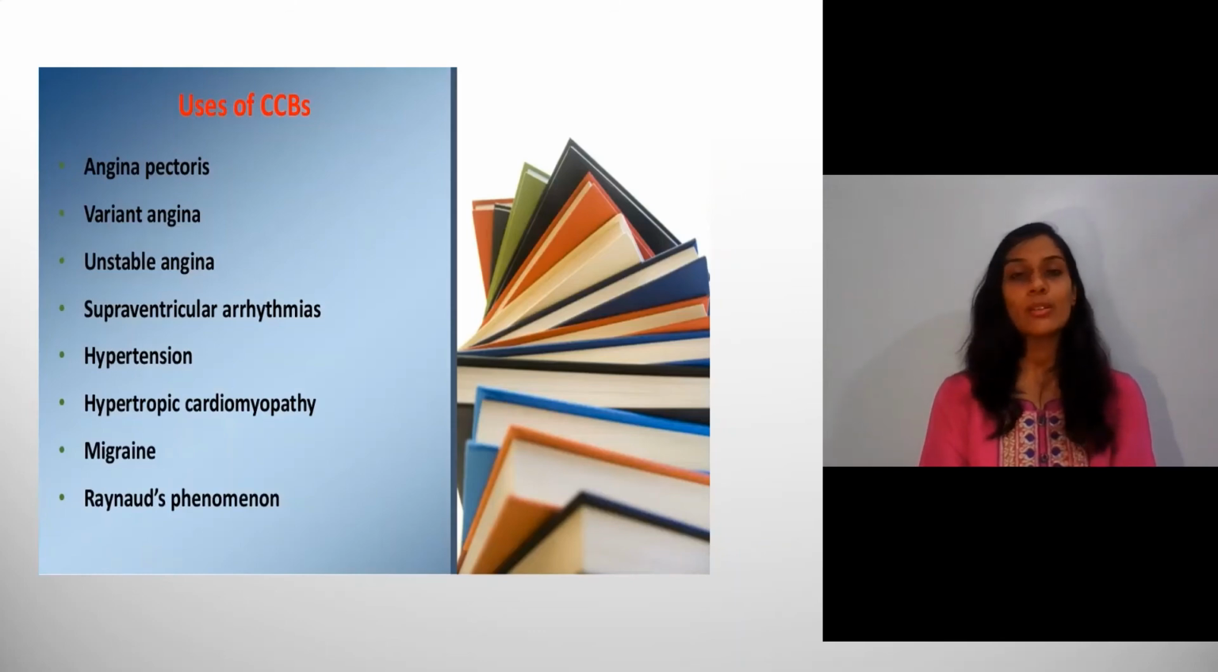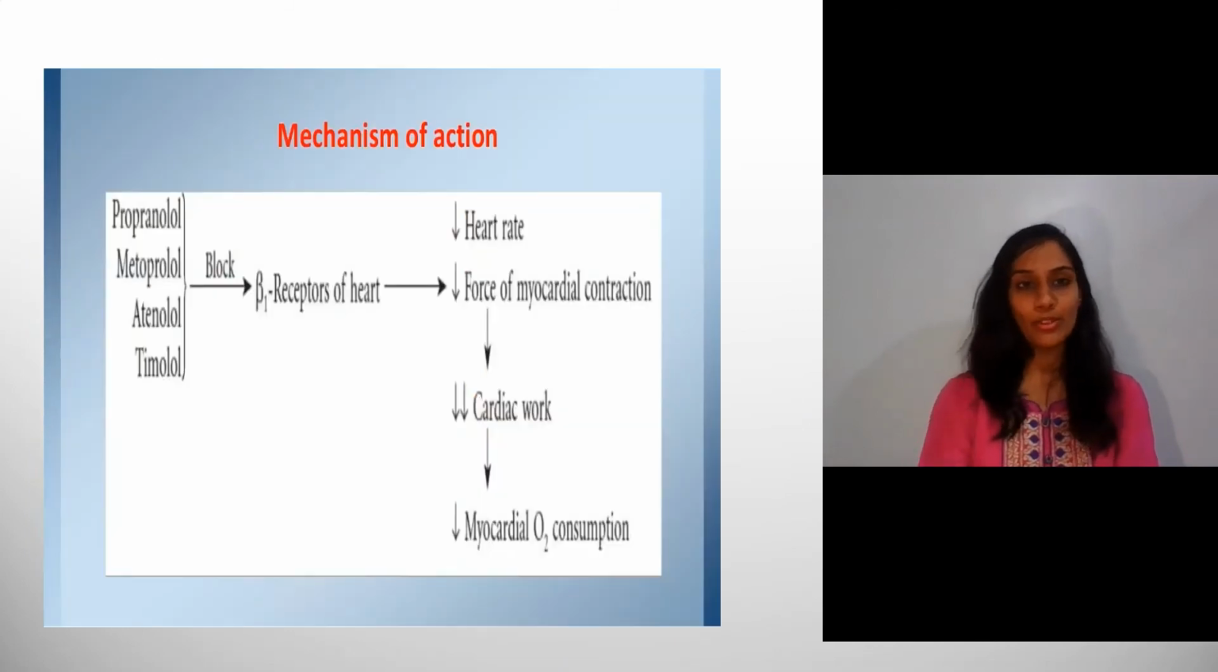Uses of calcium channel blockers: it is used in angina pectoris, right? Which type of angina? It is used in variant angina and unstable angina. Then it is used in hypertension, supraventricular arrhythmias, migraine, Raynaud's phenomenon, and hypertrophic cardiomyopathy.